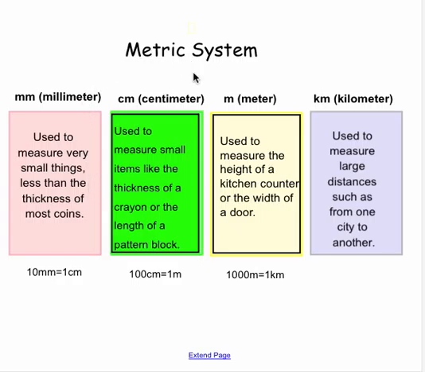Next box over. Moving up. Centimeter is just a little bit bigger than millimeter, and it is used to measure small items like the thickness of a crayon or the length of a pattern block.